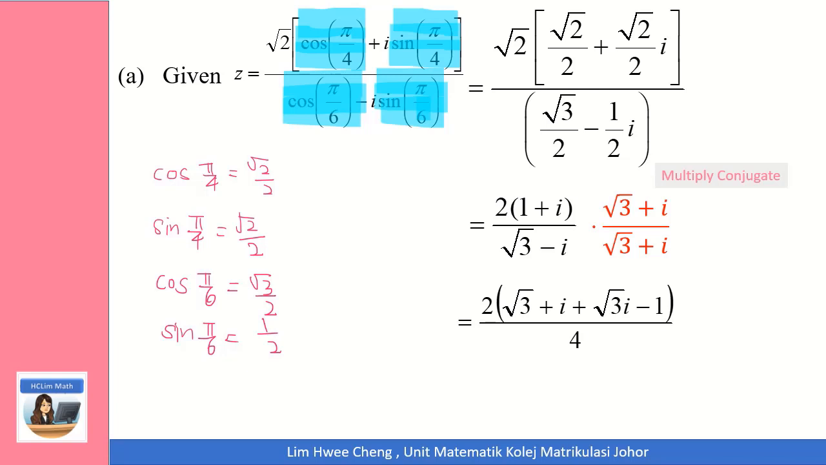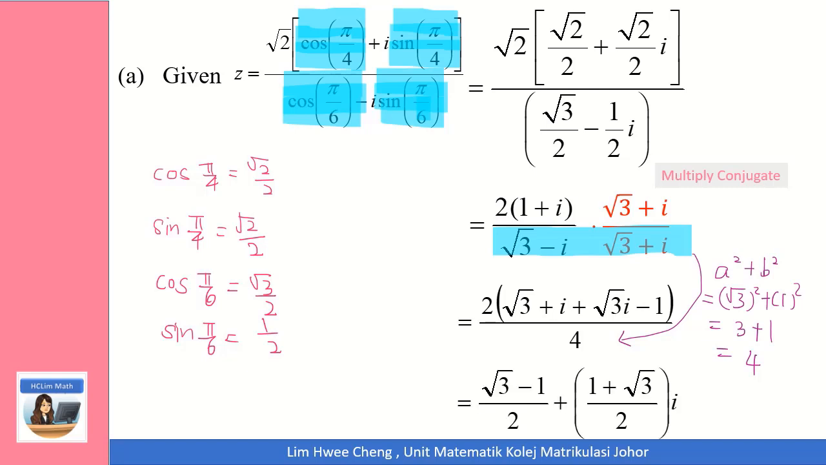And we expand. For the numerator, we get the value above, and for the denominator, we may expand by using the concept of a square plus b square. That is, we will have root 3 square plus 1 square to get the value of 4. And finally, we collect the real part and the imaginary part to get the Cartesian form of the complex number z.